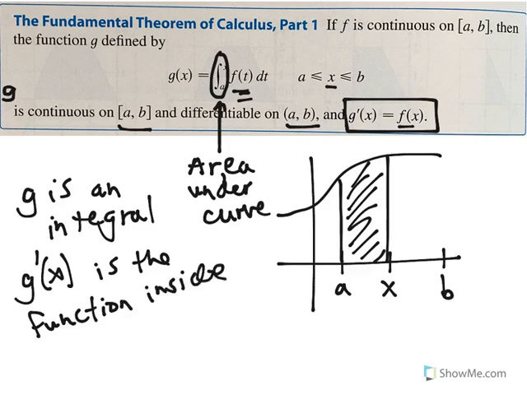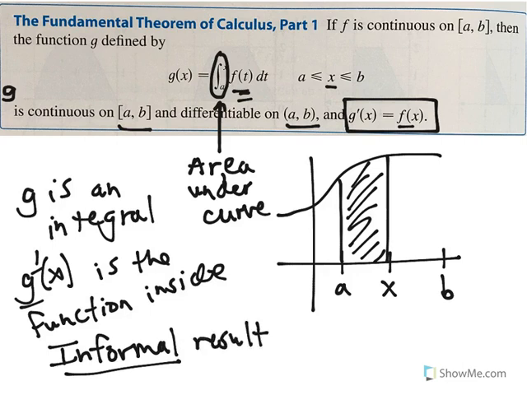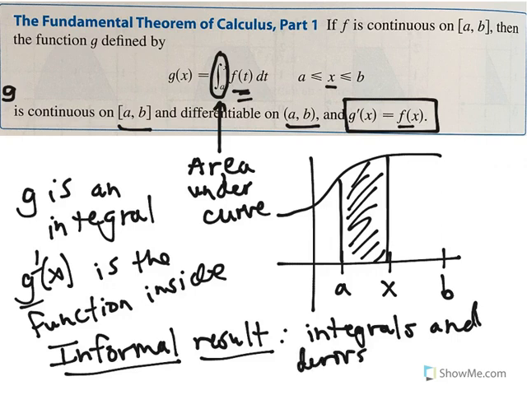Essentially what this is saying is that g prime, the derivative there, kind of undoes the integral. Okay, that's a really informal way to talk about the result here. But if I could simplify this or put it in layman's terms, the informal result, the way to word this so that the common person who knows about derivatives and integrals can try to understand, and this is a huge result for us, is that integrals and derivatives are essentially kind of undoing each other. Okay, integrals and derivatives undo each other. That's the main idea from this.